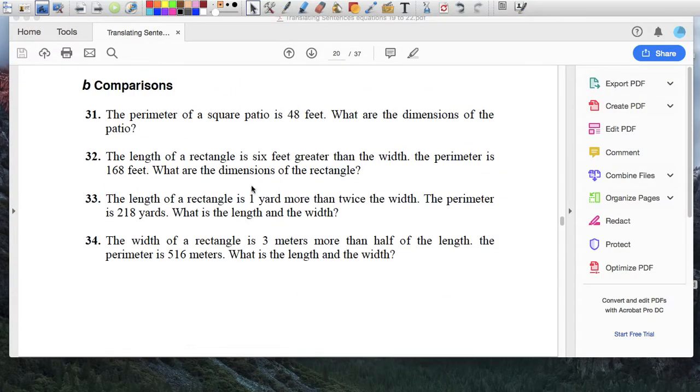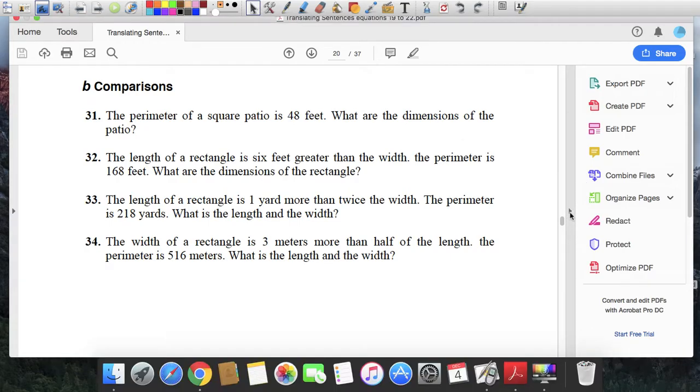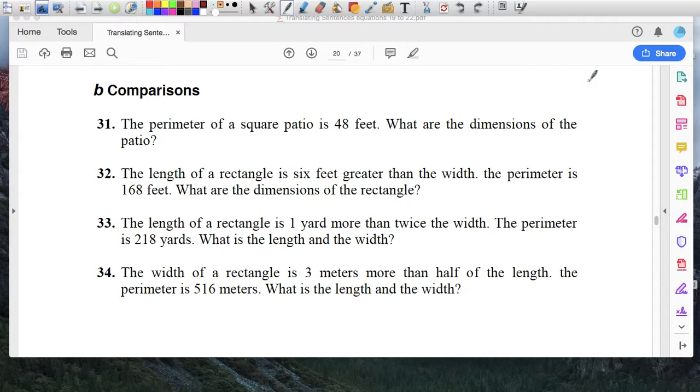31. So 31 I will draw, and I hope you are also drawing because it comes in very handy. Let me just make this bigger. The perimeter of a square patio, so you have a square, is 48 feet. What are the dimensions of the patio?